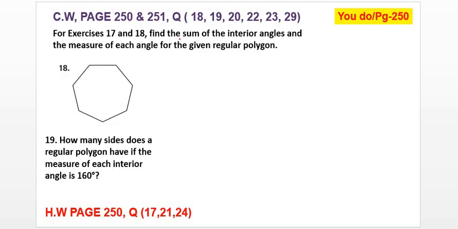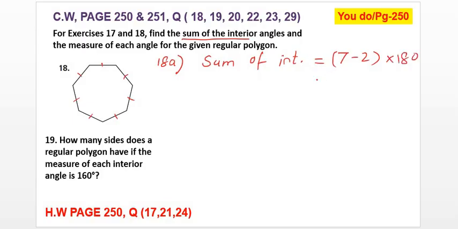So it actually has two parts. In the first part they want you to find the sum of the interior angles. So let's name it A. So part 18A: how do we find the sum of the interior angles? It's n minus 2 times 180. n means the number of sides, so it's 3, 4, 5, 6 and 7. So it will become 7 minus 2 times 180. So this one will be 5. So 5 times 180 will be 900 degrees. So this will be the sum of all the 7 angles.